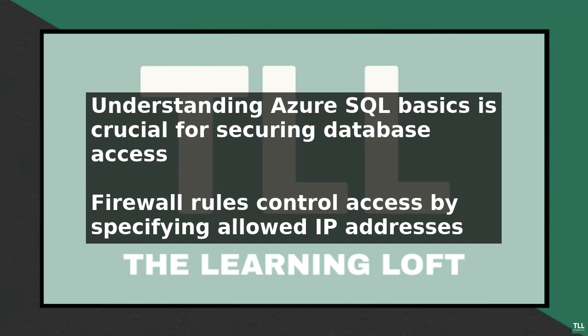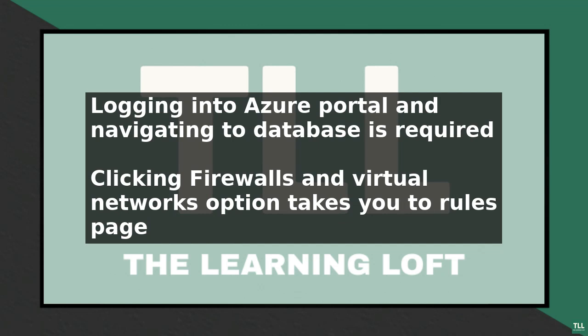To set a firewall rule for Azure SQL Scale-Up, start by logging into the Azure portal and navigating to your Azure SQL database. Click on the Firewalls and Virtual Networks option under the Security heading. This will take you to the Firewall Rules page where you can view and manage existing rules.